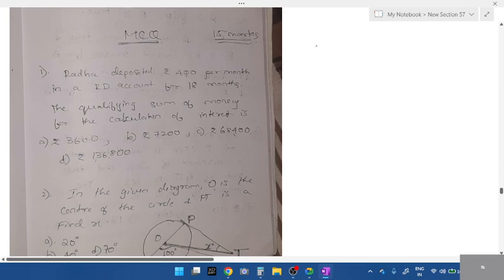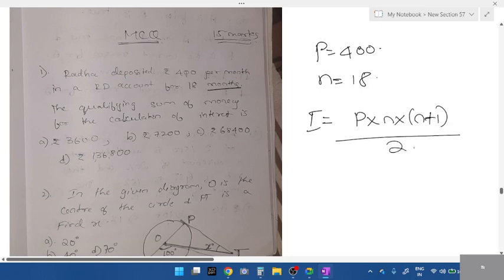Okay, the deposited principal is given, 400 per month, in an RD account. For N, if the months are given, you can directly take it as N, 18. What is the qualifying sum? We need to calculate interest. When R is not given, what's the formula I told you? P into N into N plus 1 divided by 2. Just 2, not 2 into 12. If you do that, you won't be able to solve.